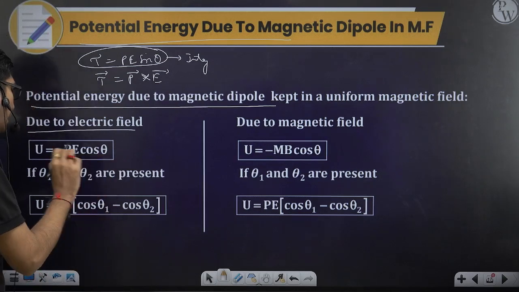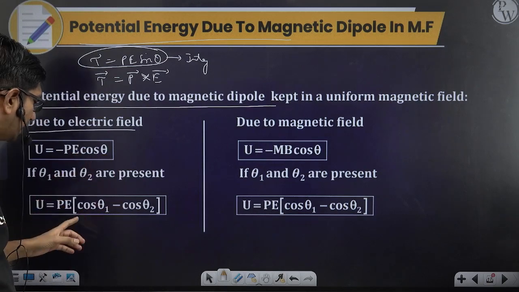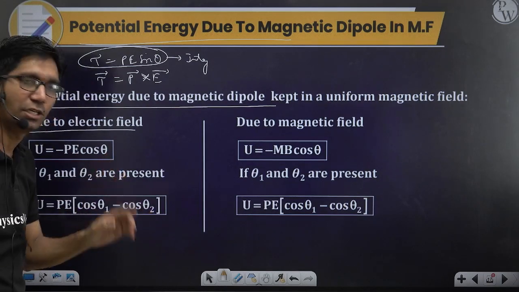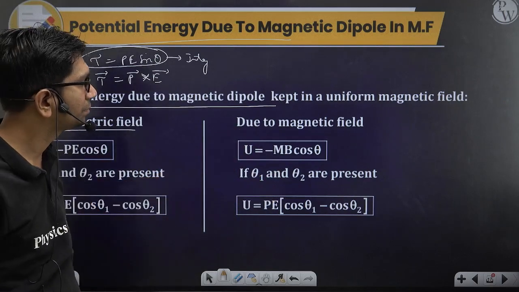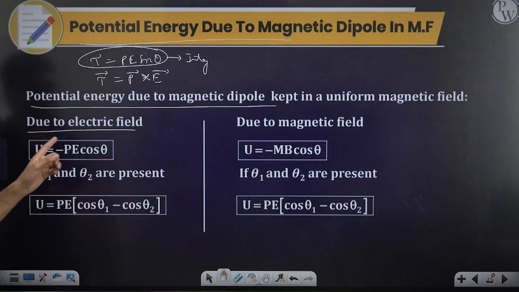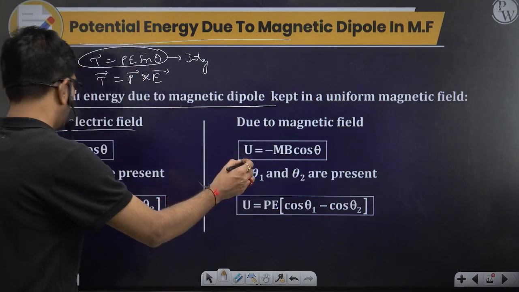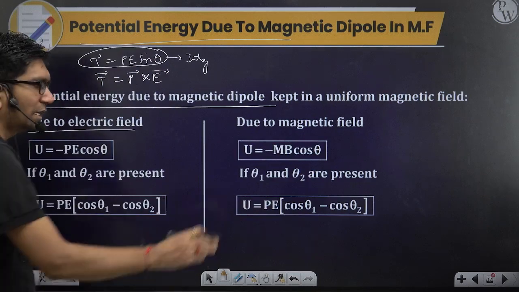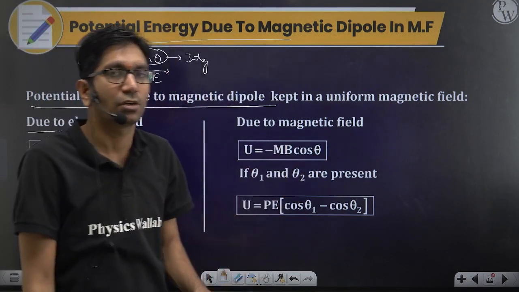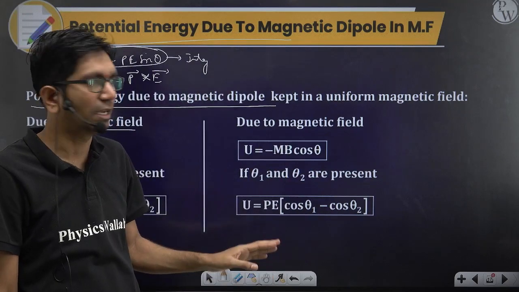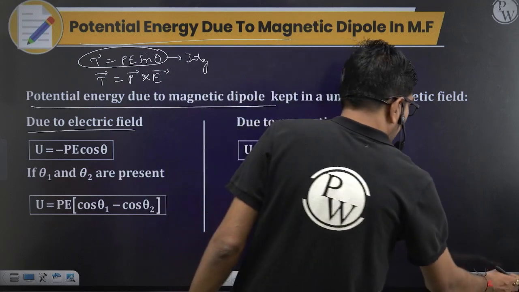If theta 1 and theta 2 are present, apply the boundary condition: PE (cos theta 1 minus cos theta 2). In the same manner, just copy paste here, due to the magnetic dipole. Due to the electric field and due to the magnetic field, here potential energy is minus MB cos theta, and if theta 1 and theta 2 are present, the same. Just copy paste, beta. I said you, 50% of the chapter will be similar to electric charges and fields, beta.